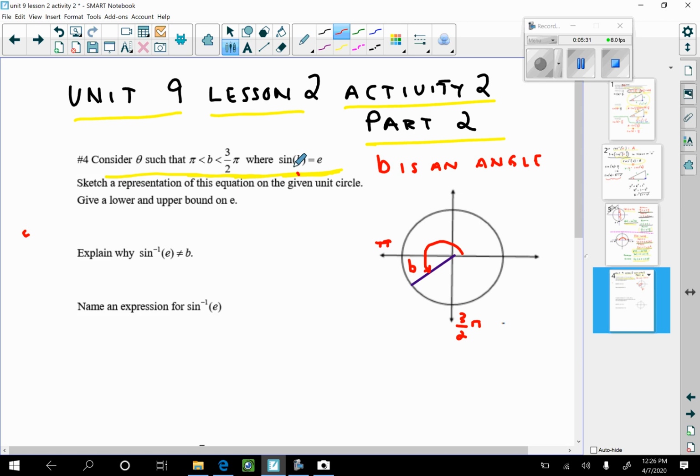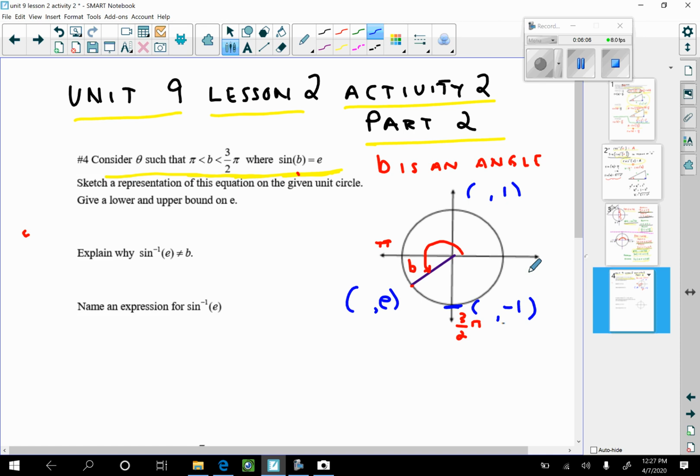Now, what is E? E is a Y value, and I'm going to put that rascal on there. We don't care about the X value, but this is my E right there. The first thing we want to do is give a lower and upper bound for E. As we saw in the first part of this video, the sine values, the Y values, go from -1 to 1.